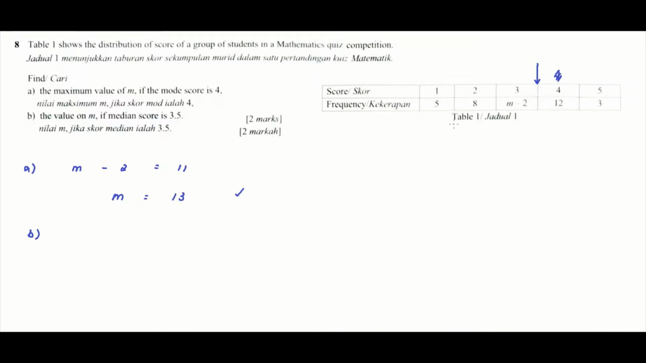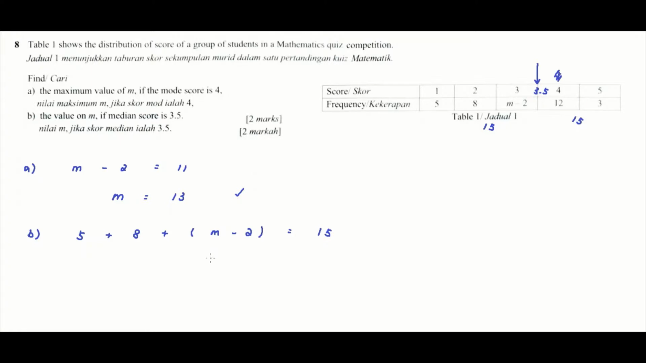Okay, so you can imagine if we write down all the scores, on the right hand side of the median score is going to be 12 plus 3, which means you have 15 data on the right hand side. Since 3.5 is the median, I will also need to have 15 data on my left hand side. So to find my M, 5 plus 8 plus M minus 2 should be equal to 15 as well. From this, I will be able to get 3.5 as my median score.